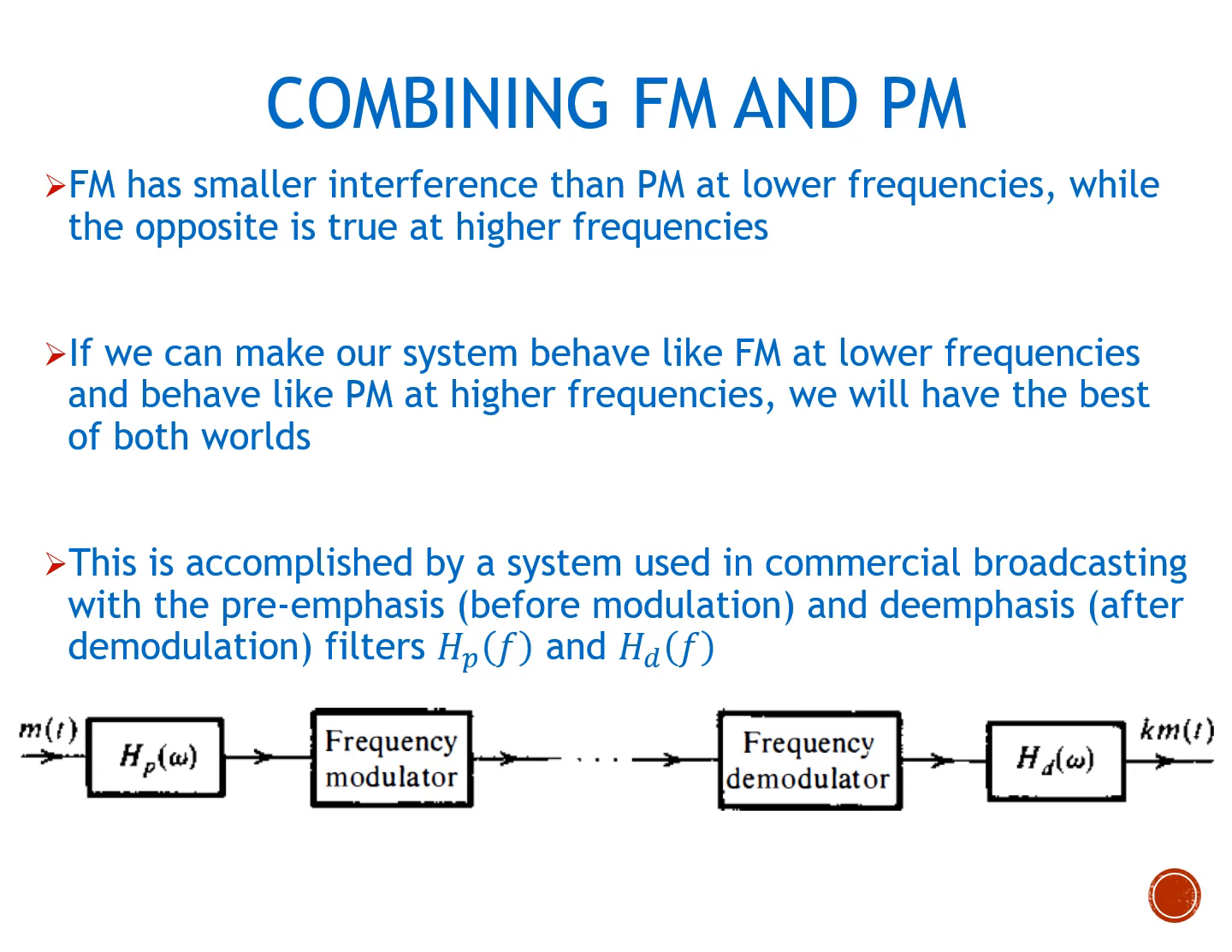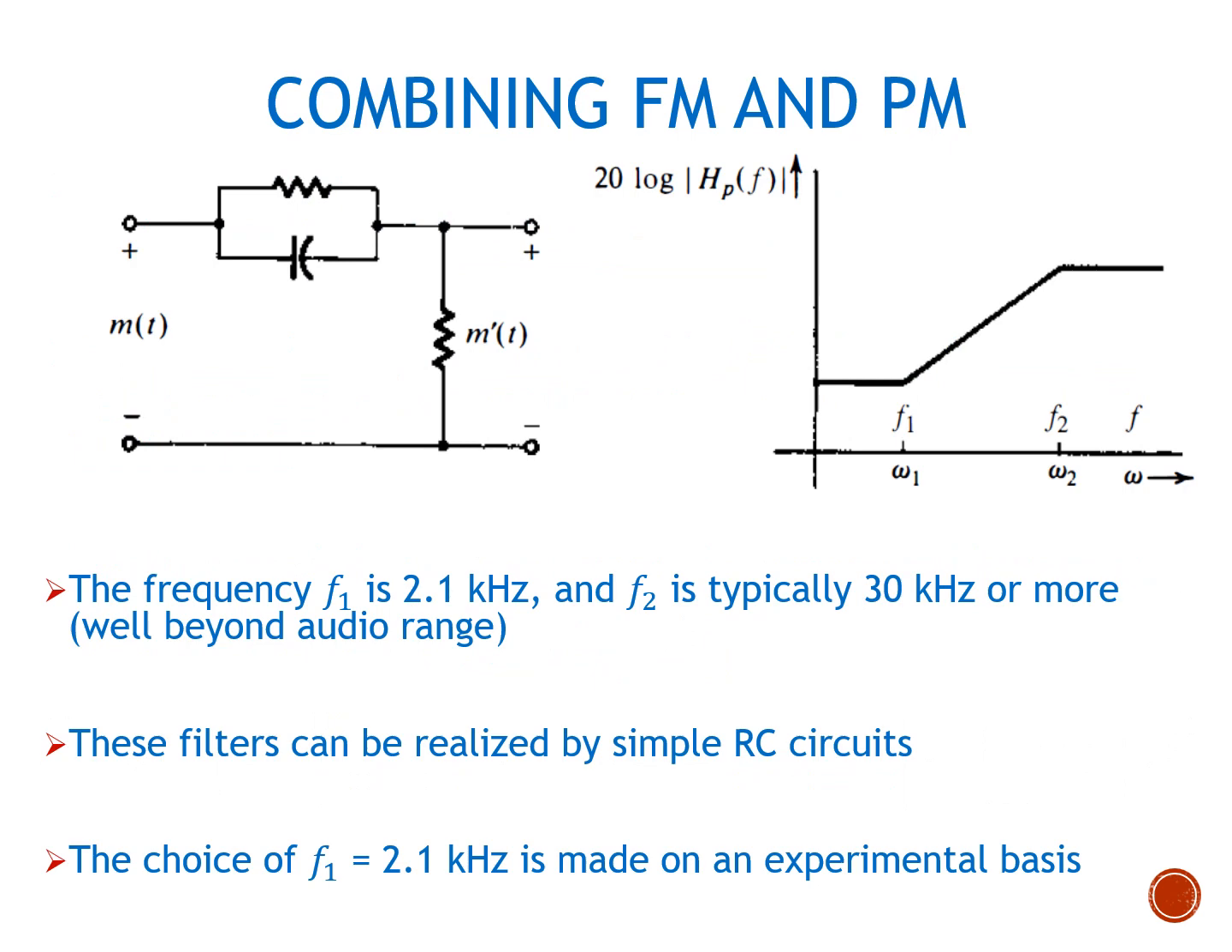FM has smaller interference than PM at low frequencies, while the opposite is true at high frequencies. So this has been observed until now. If we can make our system behave like FM at lower frequencies and like PM at high frequencies, we will have the best of both worlds. We can take benefit of the features of FM at low frequencies and the desirable features of PM at high frequencies. This is accomplished in commercial systems by using pre-emphasis before modulation and de-emphasis after modulation. We use these filters, HPE and HDE, which have been discussed until now. So now what are the practical circuits that are used?